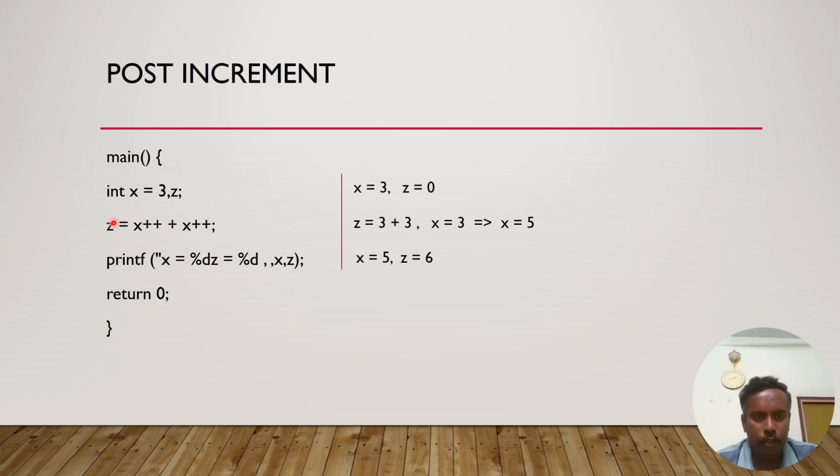But when these two x's come out, it is not x plus 1, it is x plus 1 and x plus 1. There are two x's, so it is x plus 2. So here x is equal to 5 and then z is equal to 3 plus 3, which is 6.